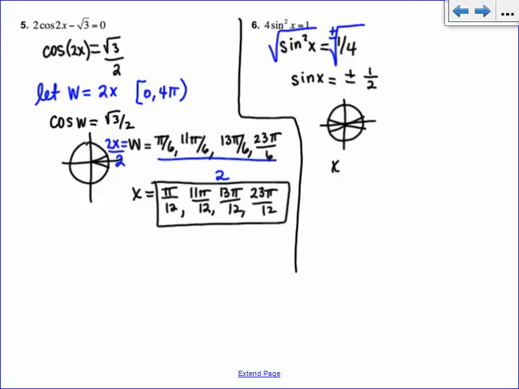So pi over 6. Keep going. See if you can get them. Yeah, I give up. You got the first one. Pi over 6, 5 pi over 6, 7 pi over 6, 11 pi over 6.